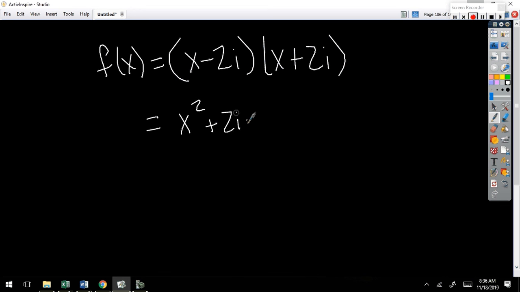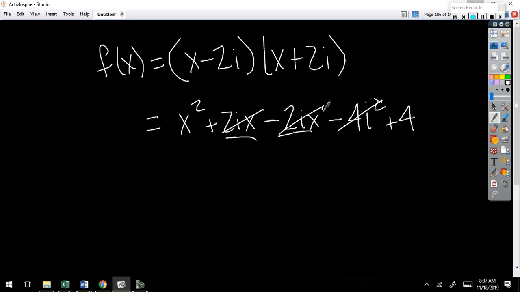2ix minus 4i squared. What happens with i squared? It becomes a positive. That's exactly right. So this becomes plus 4, right? These are exactly the same but opposite signs. So what happens with those? They cancel out. So, that's exactly right.